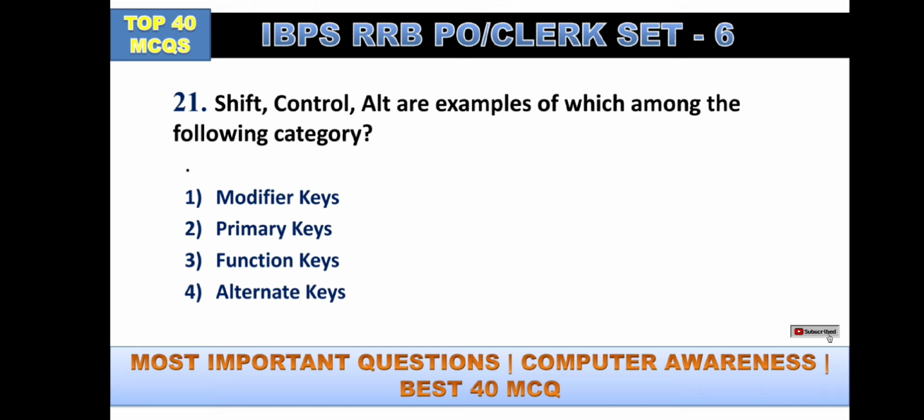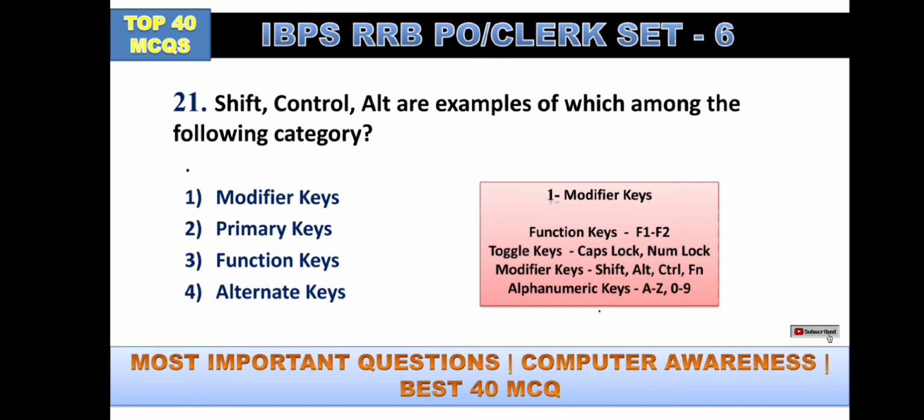Shift, Control, Alt are examples of which among the following category? See, all these three are examples of modifier keys. Okay. And function keys start from F1, F2, F3, F4. Toggle keys means Caps Lock and Num Lock come under toggle keys. And alphanumeric keys start from A to Z and numbers 0 to 9.